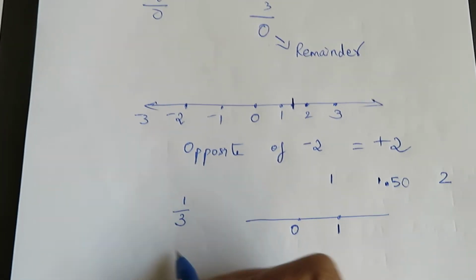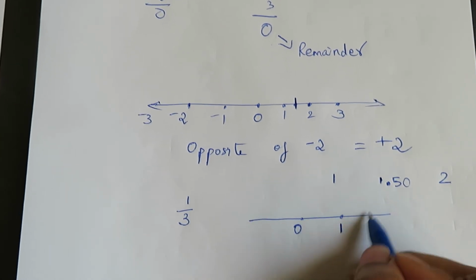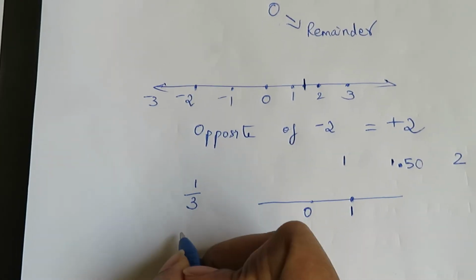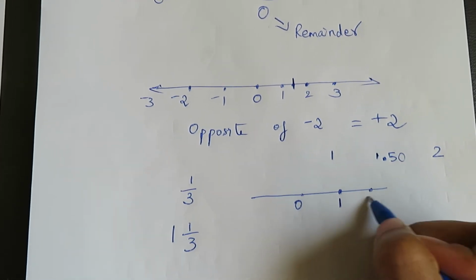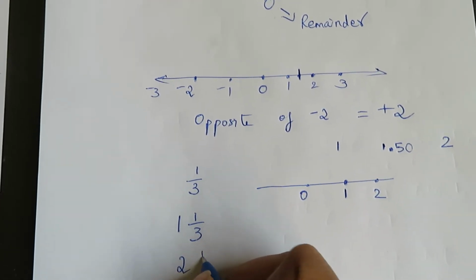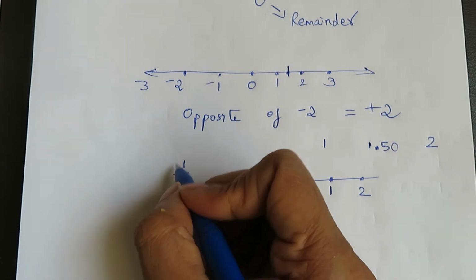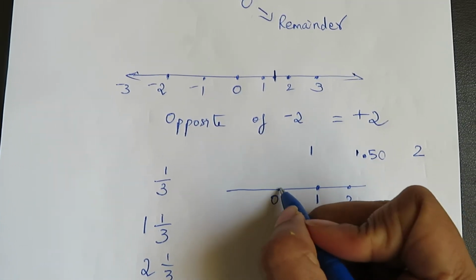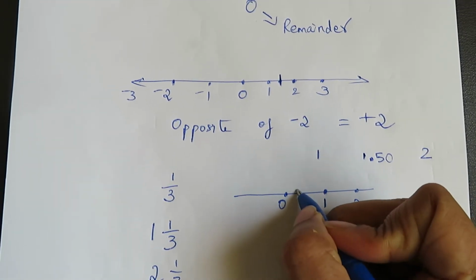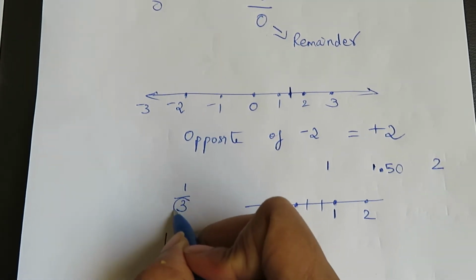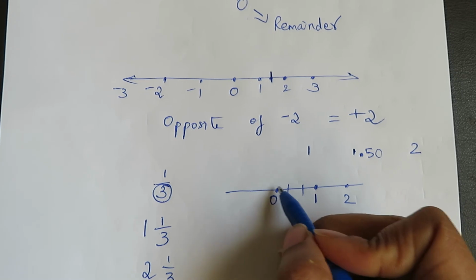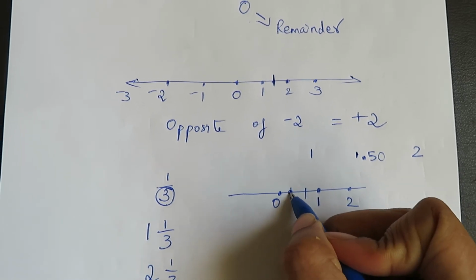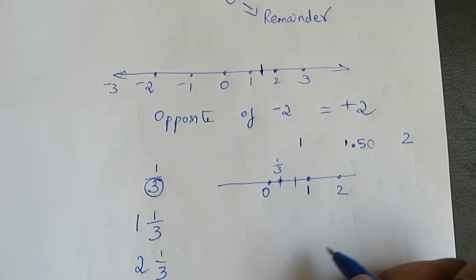See, if it is a number above 1, then you will have it like 1 and 1/3. Understood? If it is after 2, you will get it as 2 and 1/3. Now my question is just to locate 1/3. So between 0 and 1, you will put 3 divisions because your denominator is 3. You divide it into 3 parts. Okay? And then 1 out of 3 means here. This will be your 1/3.